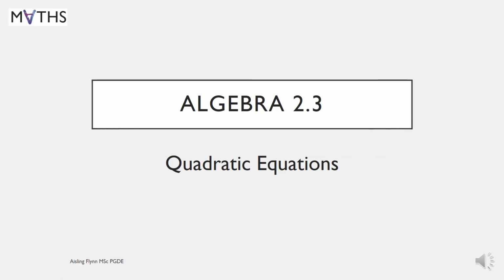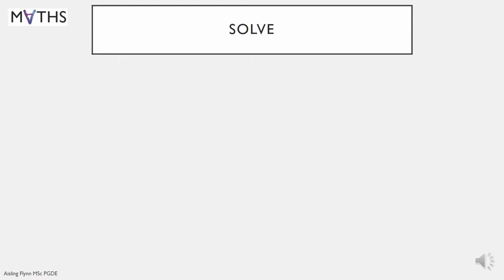This is Algebra 2.3 Quadratic Equations. So this time we're asked to solve: x squared plus 4x minus 12 equals 0.